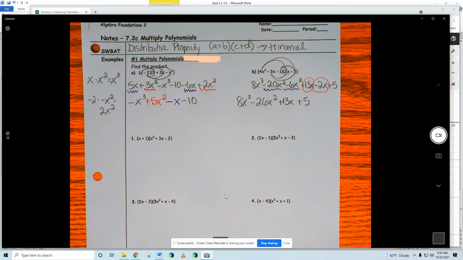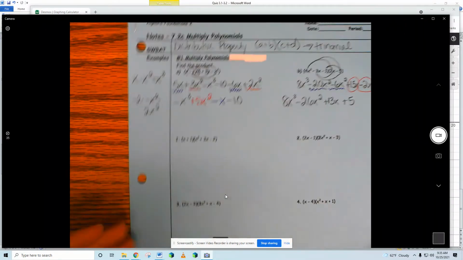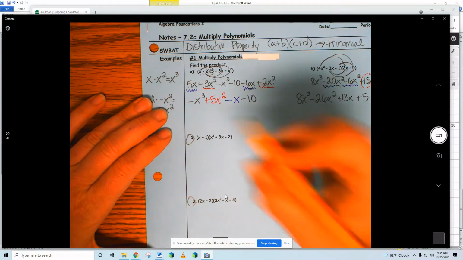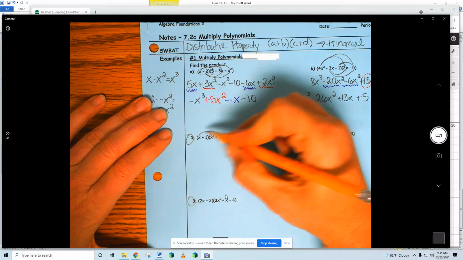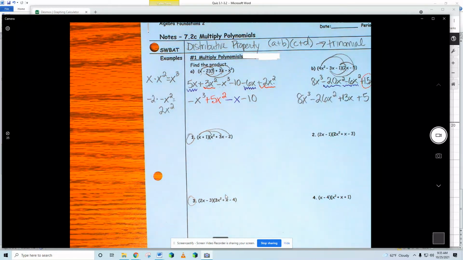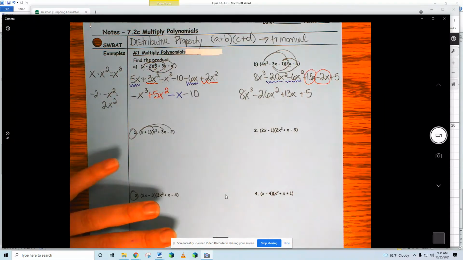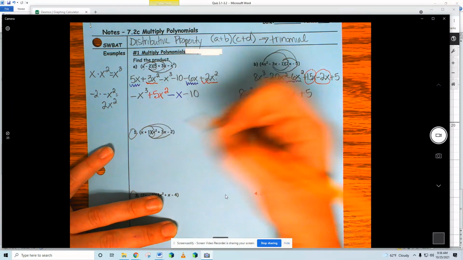Okay. So I'm going to do more examples together. Let's do 1, 3, and 5. 1, 3, and 5 we'll do during notes right now. Draw your hoops. X times x squared. X times 3x. X times negative 2. And then the 1 times everything. 1 times x squared. 1 times 3x. 1 times negative 2.